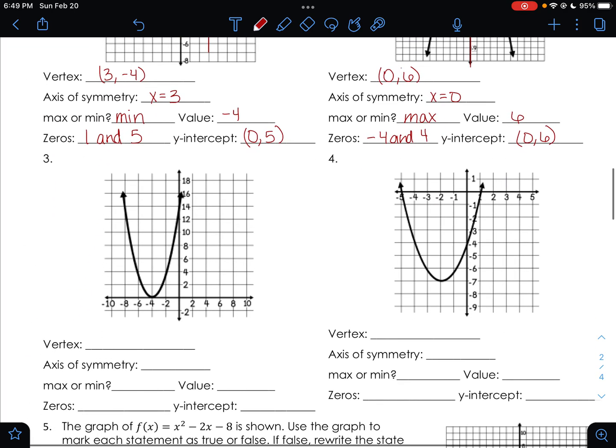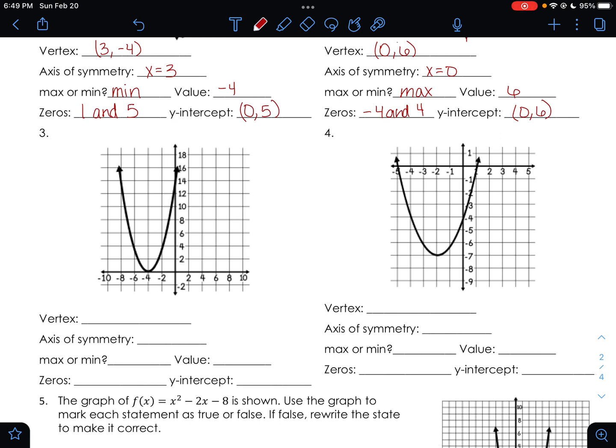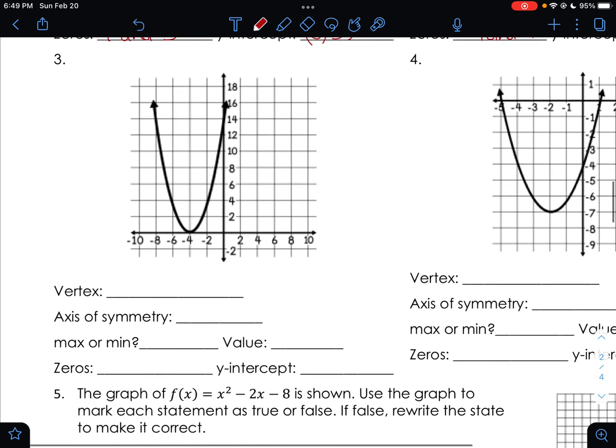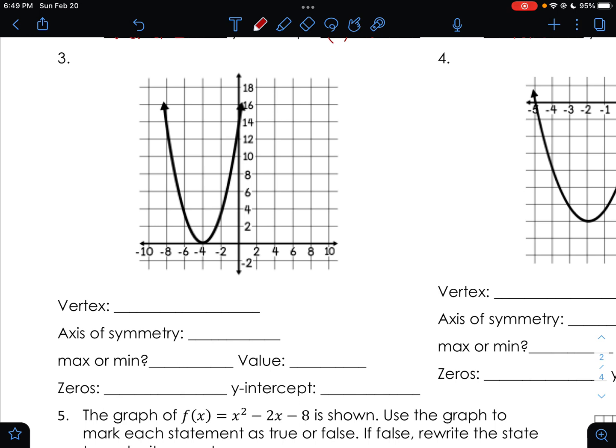So what I would like you to do is pause the video and try to do 3 and 4 on your own, and then restart the video so you can check your work. Okay, so hopefully you gave the video a pause, and now we're going to go through it.